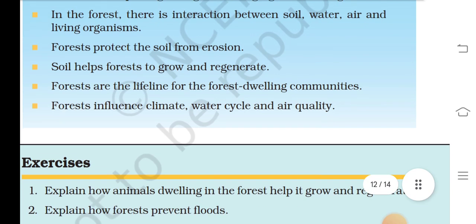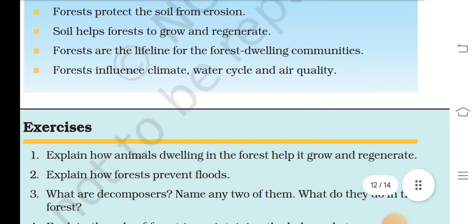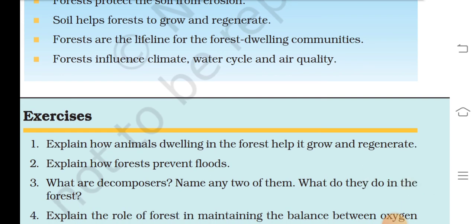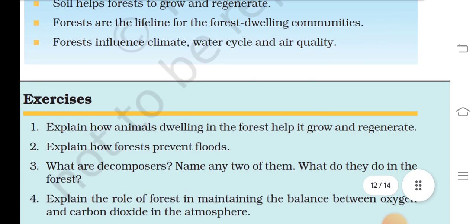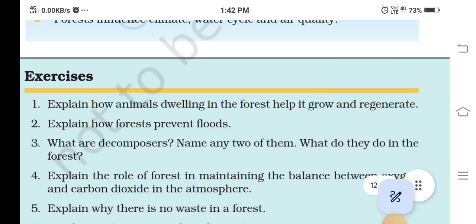Forests protect the soil from erosion. Soil helps the forest to grow and regenerate. Forests are a lifeline for the forest dwelling communities. Forests influence climate, water cycles and air quality.